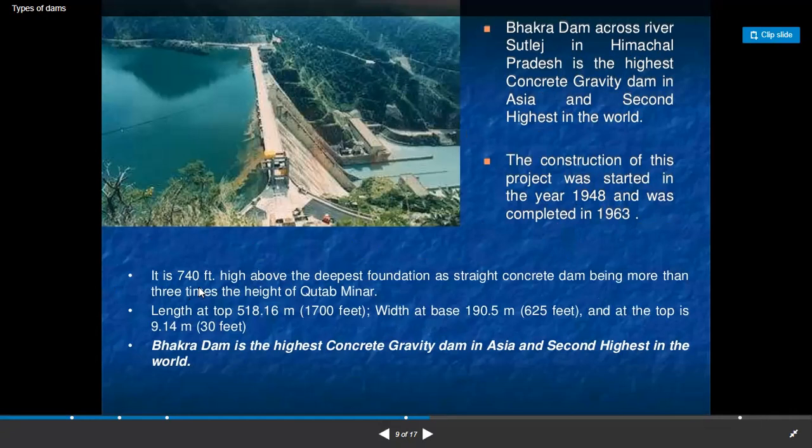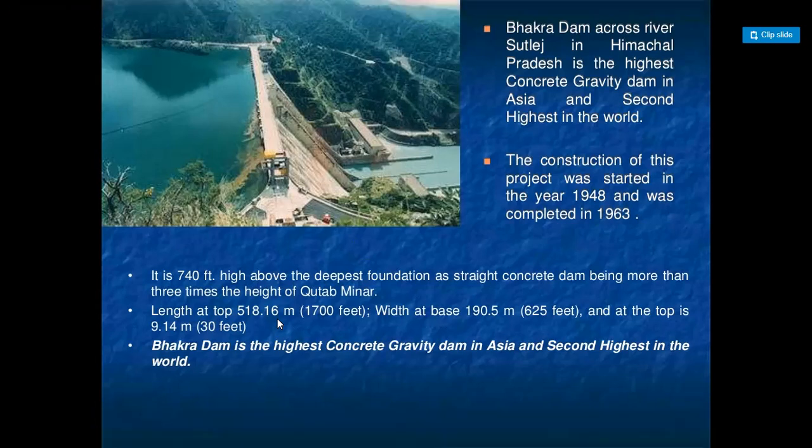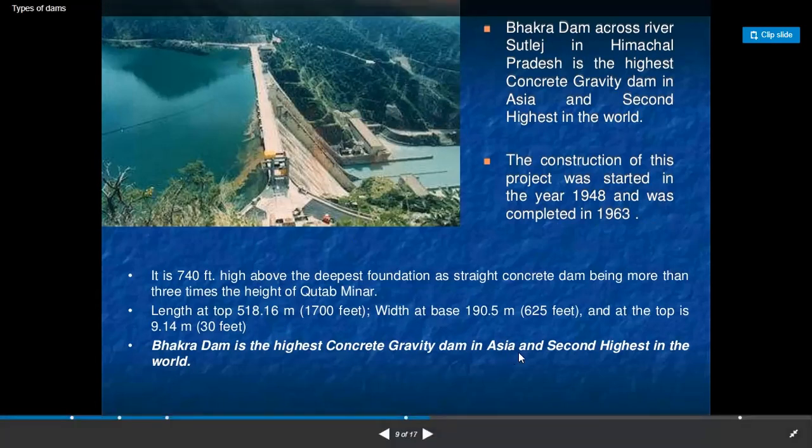It is 740 feet high above the deepest foundation as a straight concrete dam, being more than three times the height of Quebec Minor. The length at the top is 518.16 meters, 1700 feet, the width at the base is 190.5 meters, 625 feet, and at the top is 9.14 meters, 30 feet. Bhakra Dam is the highest concrete gravity dam in Asia and the second highest in the world.